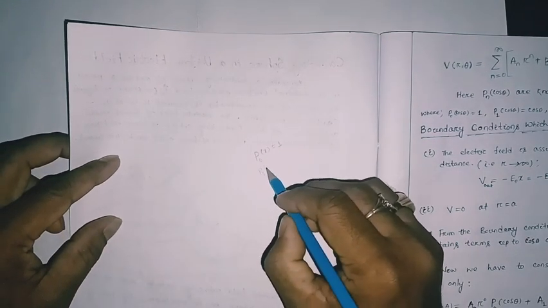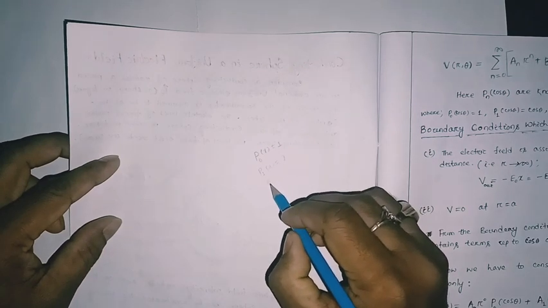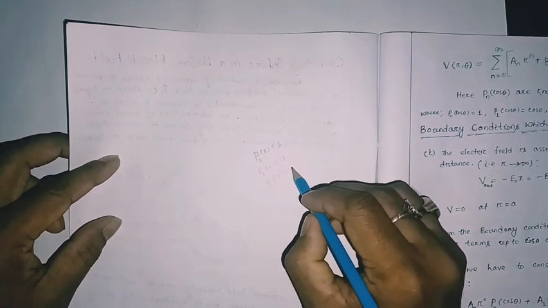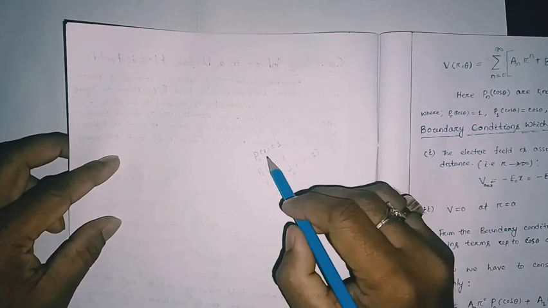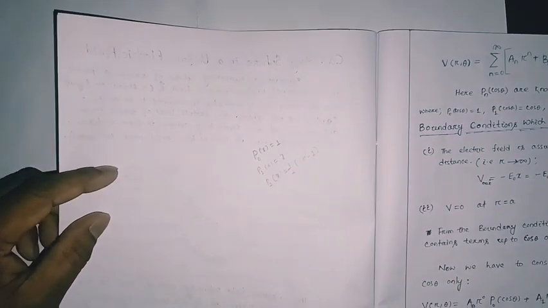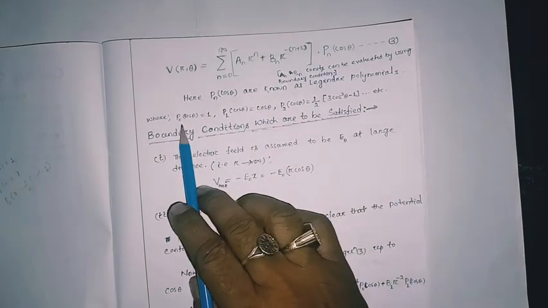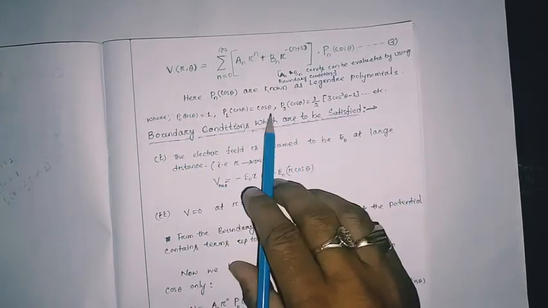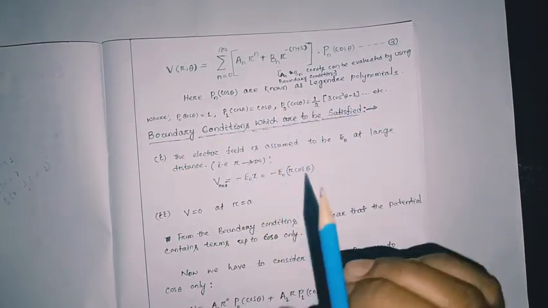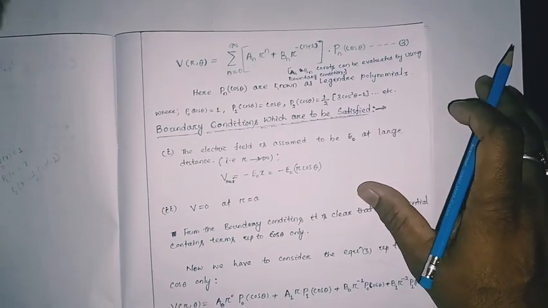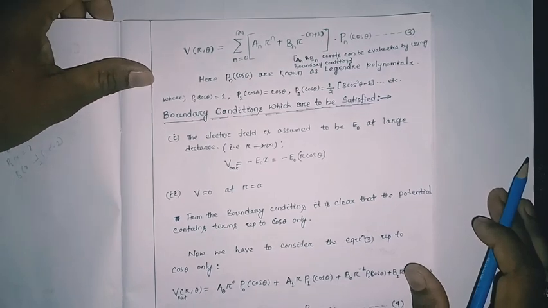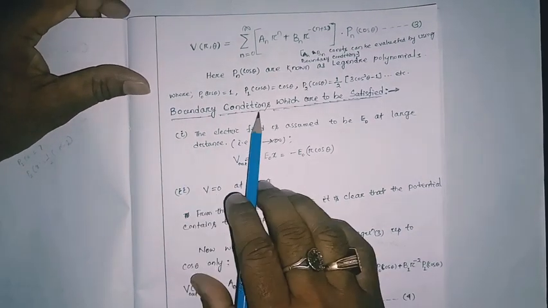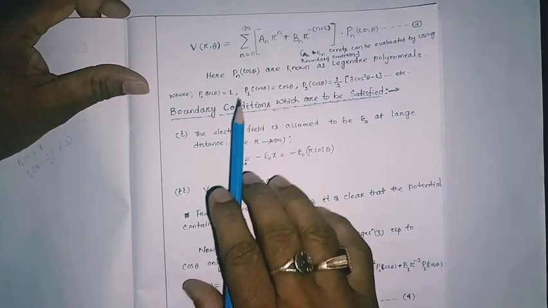Okay, P1(x) equal to x, P2(x) equal to half (3x² minus 1). So instead of x we are going to put cos theta. So these are the zeroth, first, second order Legendre polynomials, which will be required in our derivation. Okay, now we are going to consider the boundary conditions for this case.